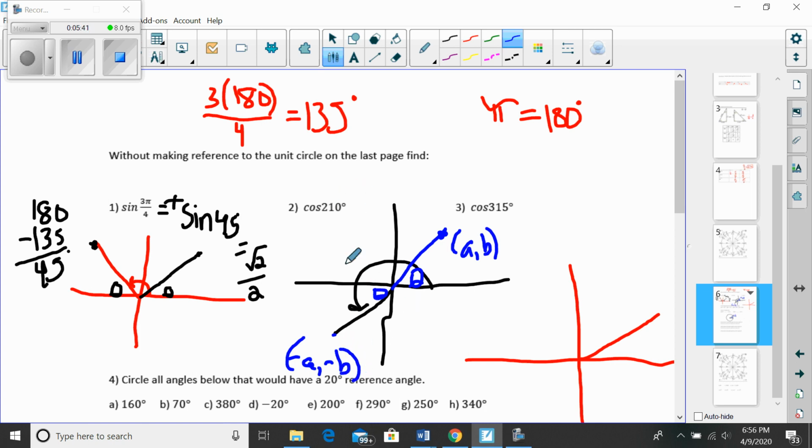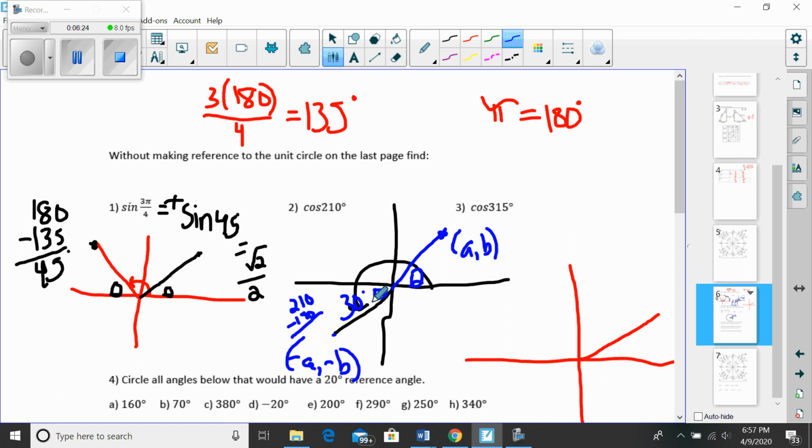Right? So I want to figure out what this angle is. And I hope it's not too hard for you to recognize that this is 180 to this point, and then I would have to go an additional 30 degrees, right? So I would actually have to do 210 minus 180 to get 30 degrees. So this reference angle here is 30 degrees. There's 30 degrees from this ray here to this ray here.